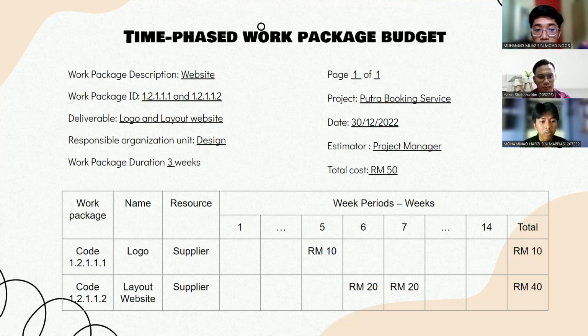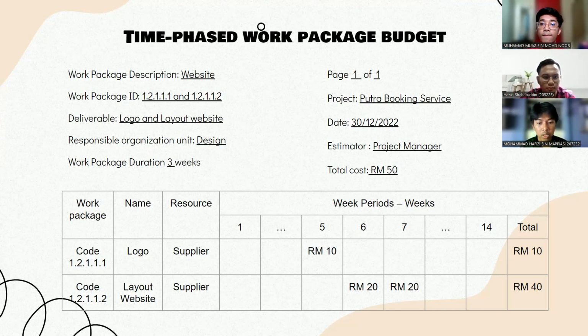1.1.1.1, refers to designing the logo, because we need to pay someone to design our logo as they have better experience and a better idea. The payment happens during week 5, which costs RM 10 only. For the second work package, 1.2.1.1 and point 2, this is also under the design unit, because we need to pay our supplier to design the layout of the website.